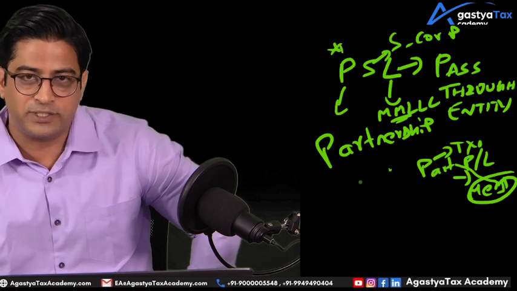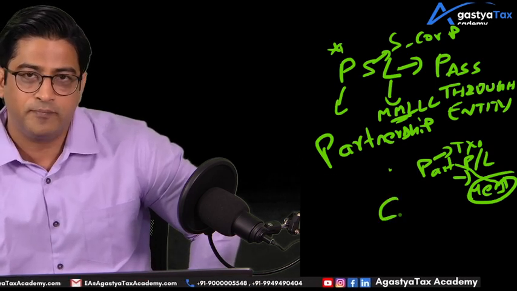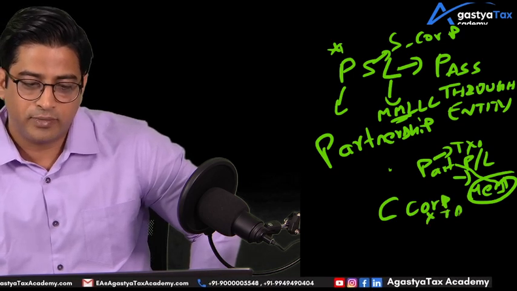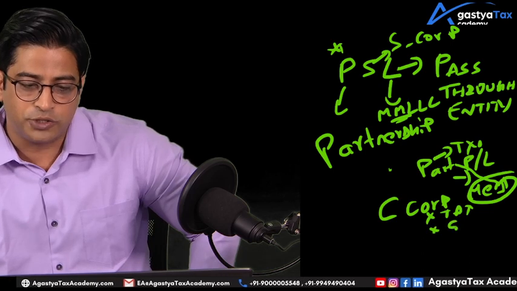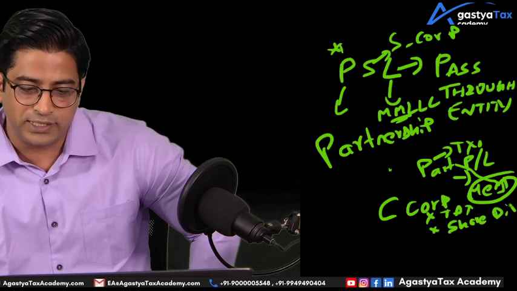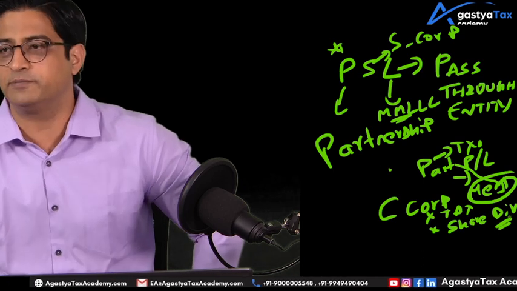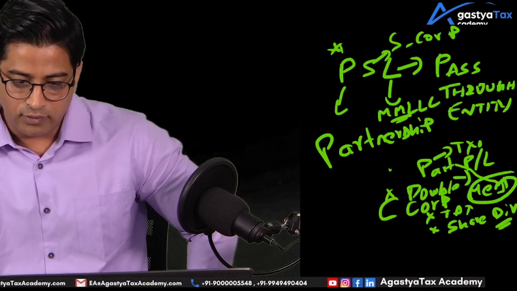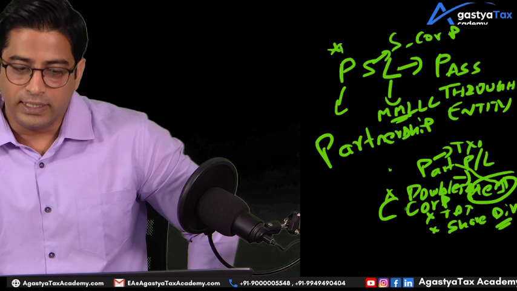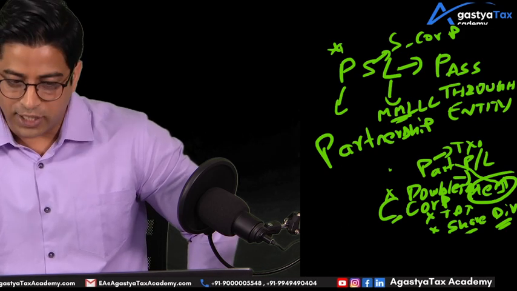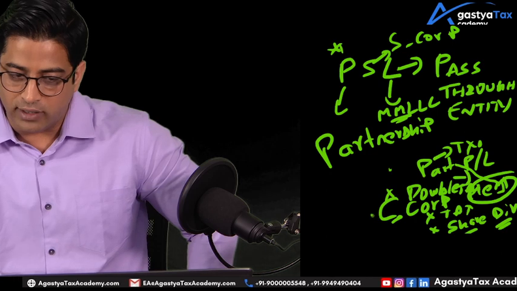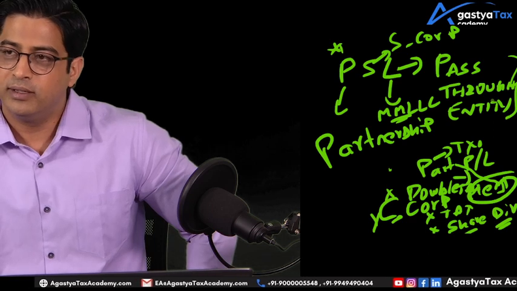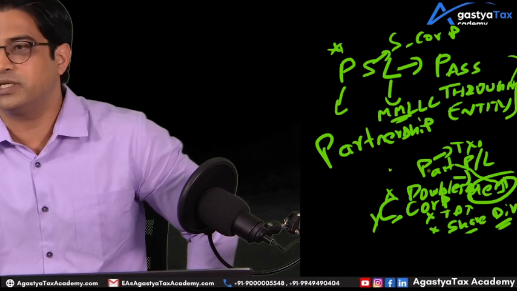The main disadvantage of a C corporation is the entity will pay the tax and its shareholders will also pay the tax in terms of dividends. If you receive the dividend, on this dividend also you are expected to pay the tax. So the main disadvantage of C corporation is double taxation. The entity is also paying the tax, and the shareholder is also paying the tax. So in order to avoid this double taxation, people usually choose these pass-through entities.